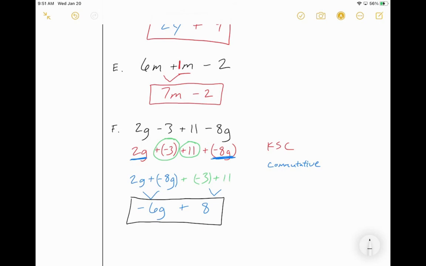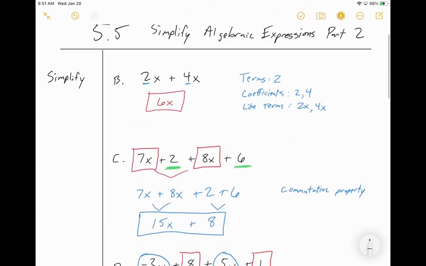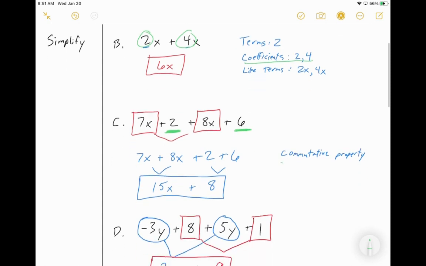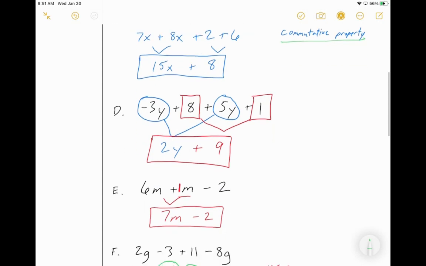Okay, so going back again, reviewing a little bit, we talked about terms, coefficients, and like terms. Remember, the coefficients are just the numbers in front of the variable. So 2 and 4, okay? And then we talked about you can rewrite things using the commutative property and put things that go together. And again, I would use some sort of system, whether it be boxes or circles or underlines or whatever that is, okay? And then we have just combining like terms.